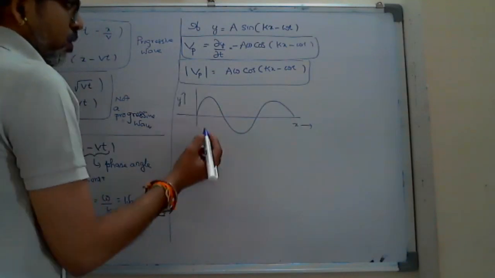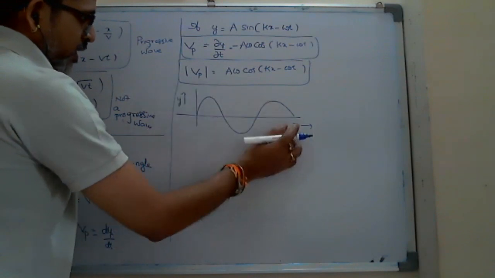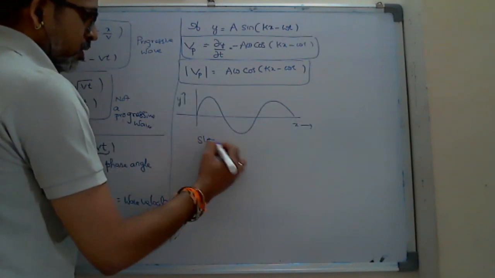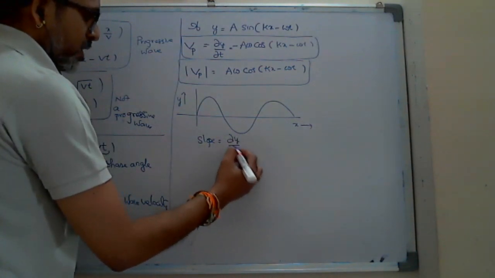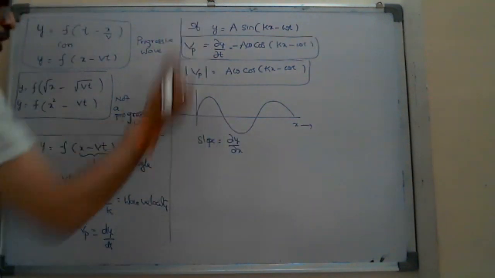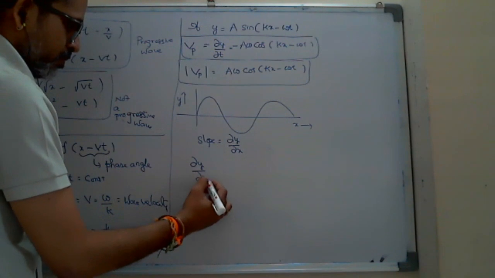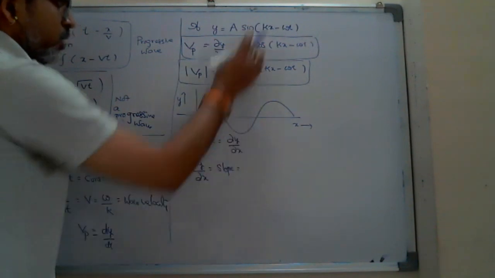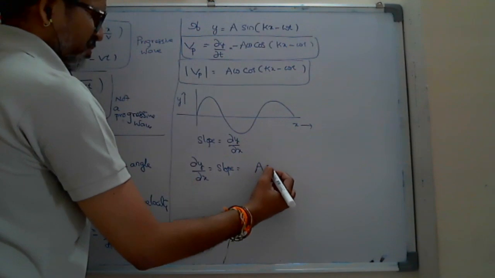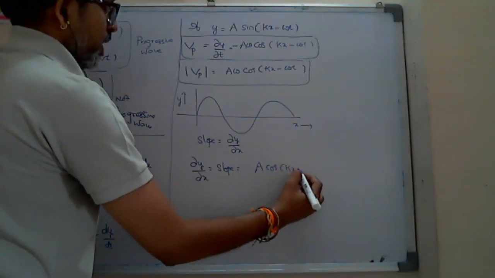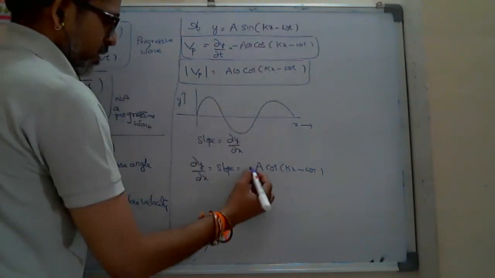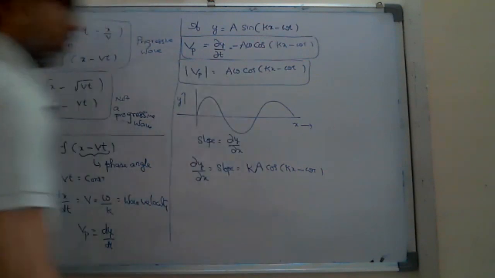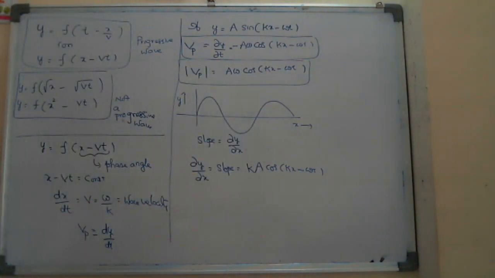So here at one point, slope generally gives y2 minus y1 by x2 minus x1 in mathematics, which is dou y by dou x. So if I take dou y by dou x, which is the slope, with respect to x, then I will get a cos kx minus omega t into, with respect to x, if I differentiate, k. So here you can write some relation between them now.